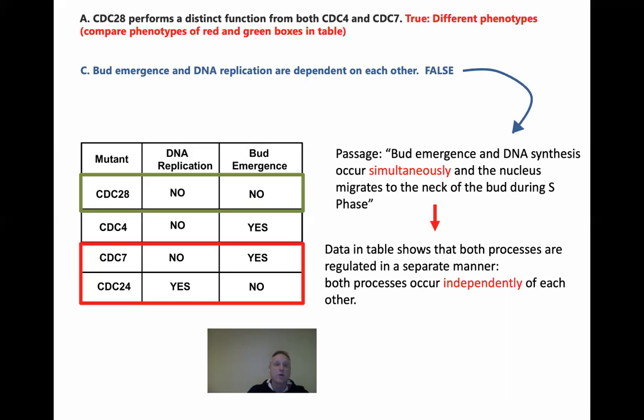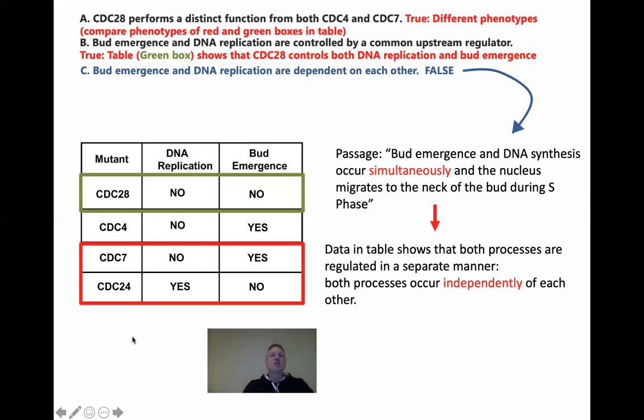So we have to go back and look at the other ones. A, CDC 28 performs a distinct function from CDC 4 and CDC 7. That's true because you see different phenotypes. So compare the reds to the green boxes. B, bud emergence and DNA replication are controlled by a common upstream regulator. That's also true because the CDC 28 mutant right here, there's neither replication nor bud emergence. So CDC 28's function must be executed before these two things happen.